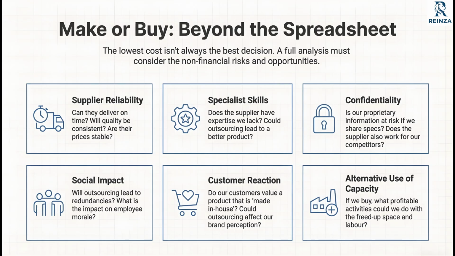Sixth, alternative use of capacity. If you buy instead of make, what profitable activities could you do with the freed up space and labor? Exam tip. Many exam questions ask you to discuss qualitative factors alongside your numerical analysis. Prepare to discuss at least 3 or 4 of these factors, explaining how they might influence the final decision.